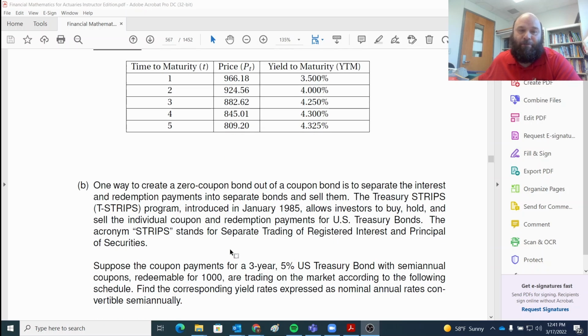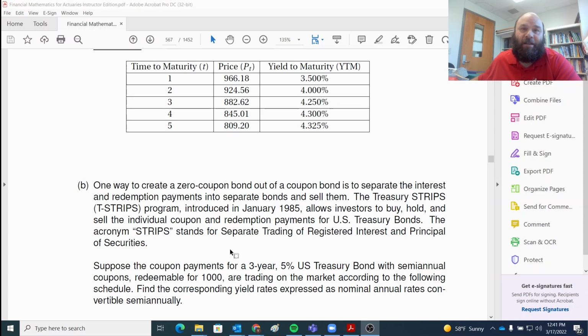So here's just an example. You've got a 5% U.S. Treasury bond with a 3-year term, semi-annual coupons, redeemable for 1,000, and they're trading on the market according to a schedule. And you're asked to find the corresponding yield rates expressed as nominal annual rates convertible semi-annually. Right?